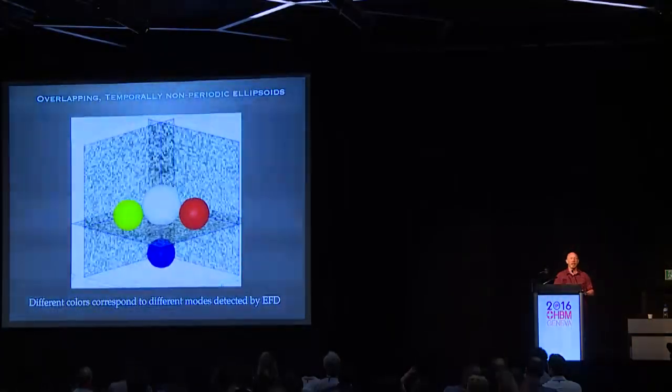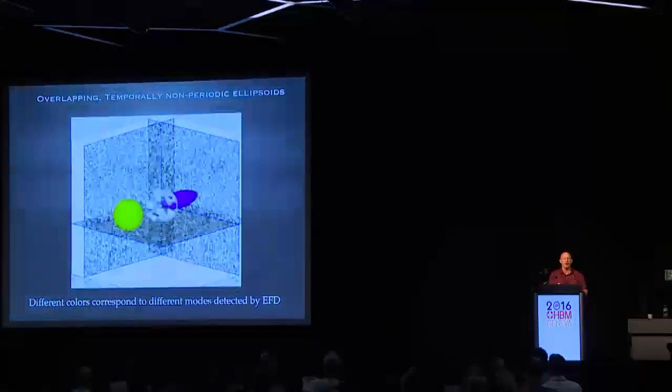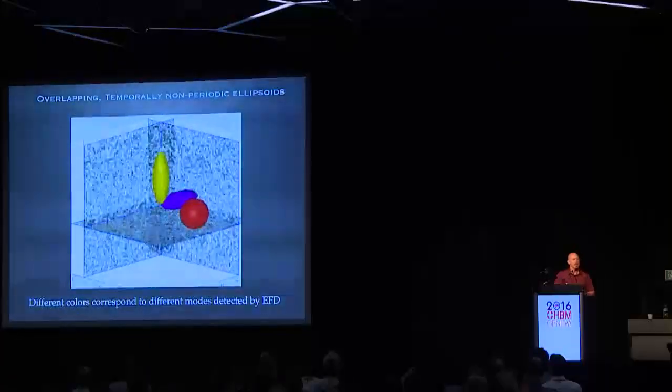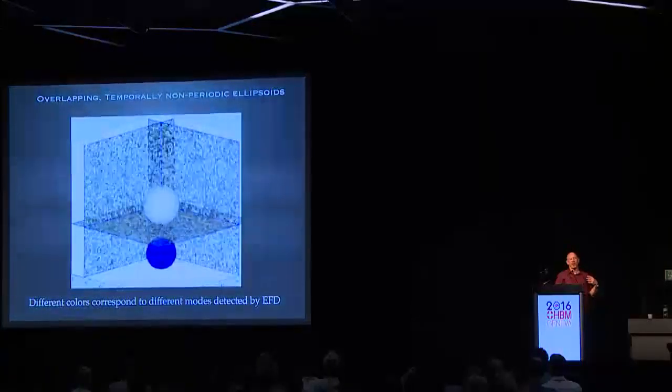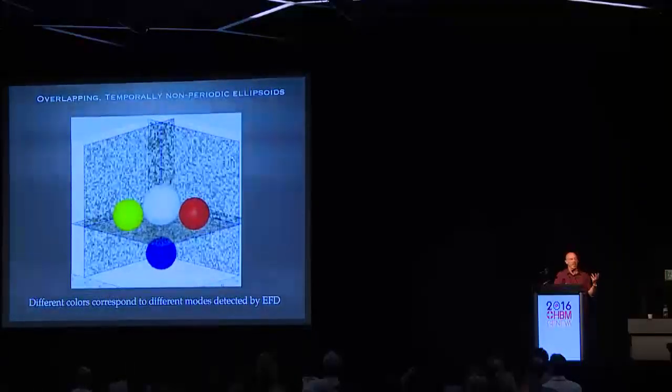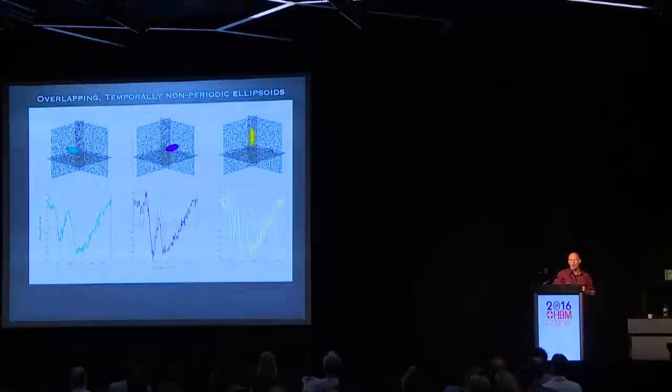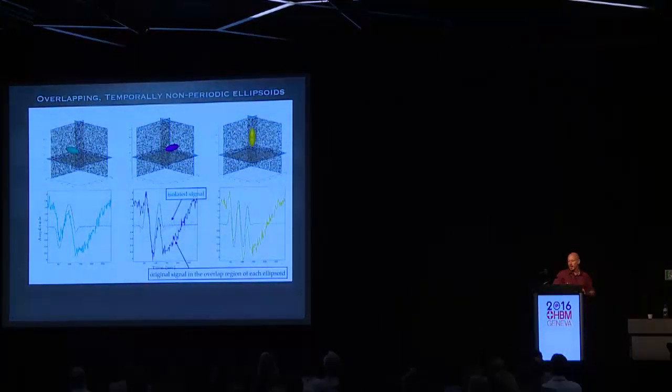Here's a more complicated example where we have overlapping non-periodic ellipsoids, and the different colors correspond to the different detected modes. The fact they're all different colors means that the EFD has detected those. And here you see those detected signals.